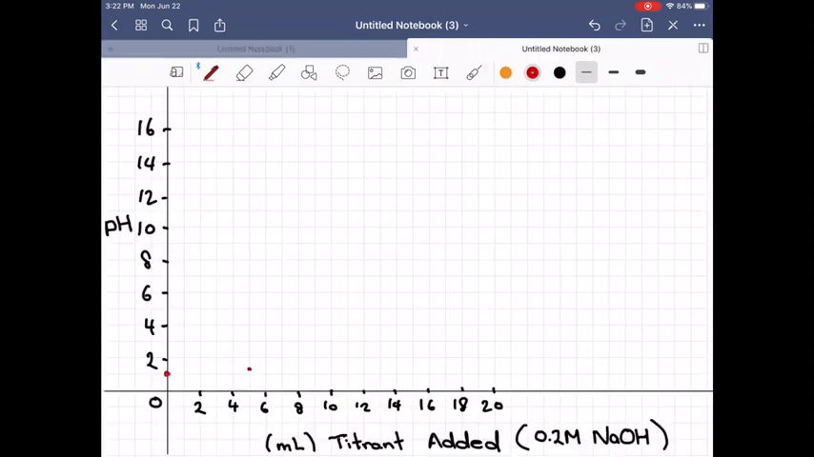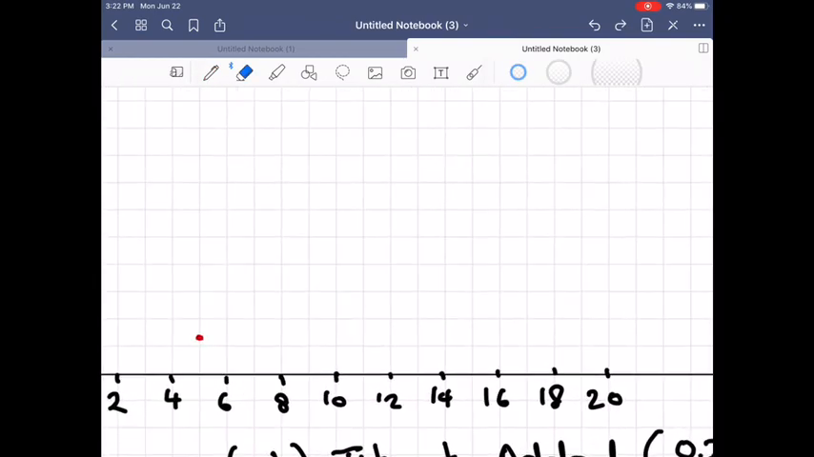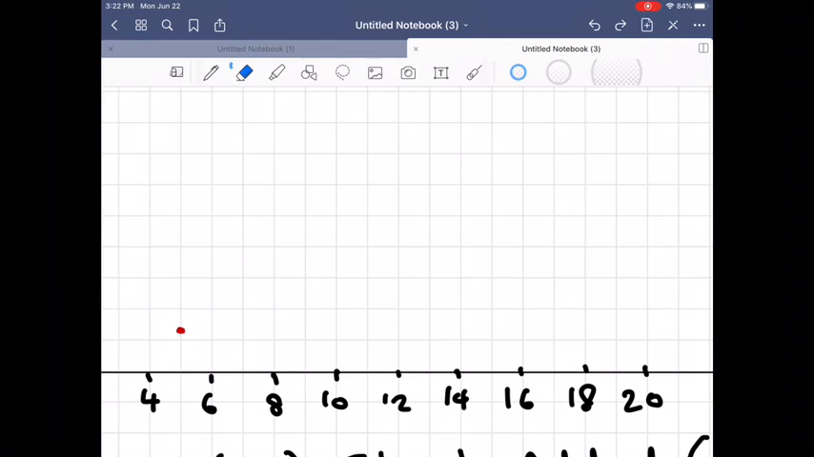So 1.85. So number of titrants. So here at 10 milliliters added, it went to 1.85. So that's around here. Very close to 2. Maybe I should put it up a little bit. Let me blow this up. There's more room to look at. Maybe right here.